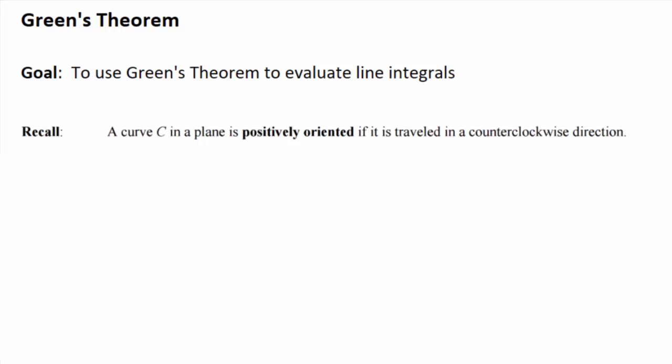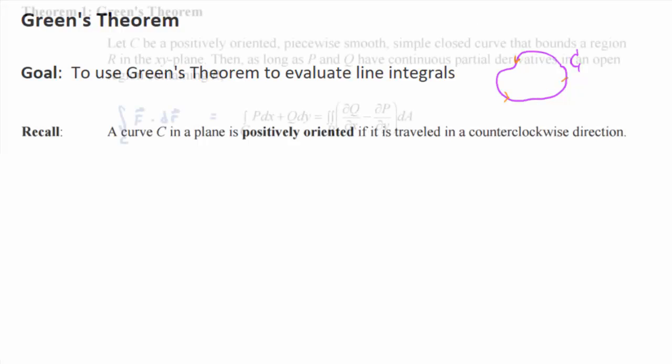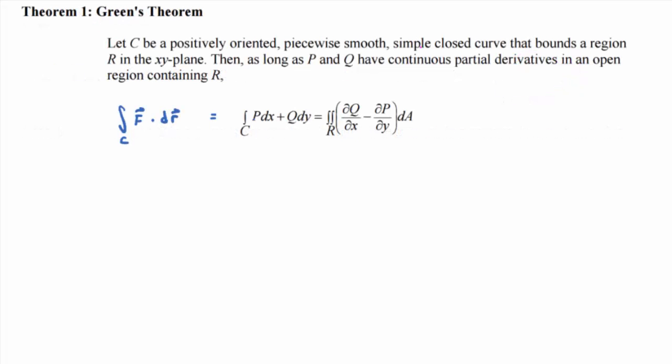So same thing, if you trace out a curve in a counterclockwise fashion, usually we're talking about a closed curve when we say clockwise or counterclockwise. So picture a closed curve, C, oriented like so in a counterclockwise fashion, right? So theorem 1, Green's theorem. Let C be a positively oriented, piecewise smooth curve, and it's simple.